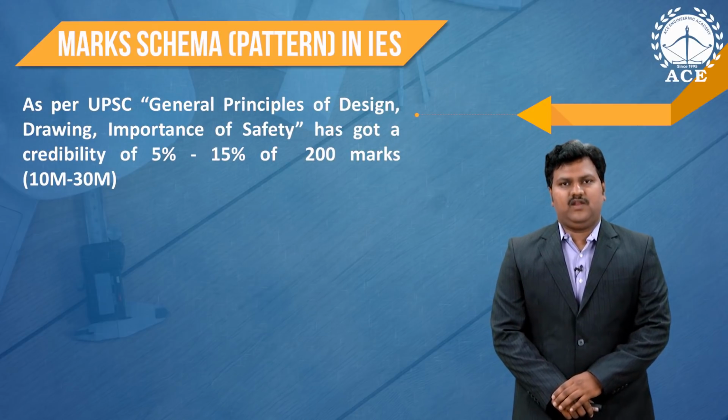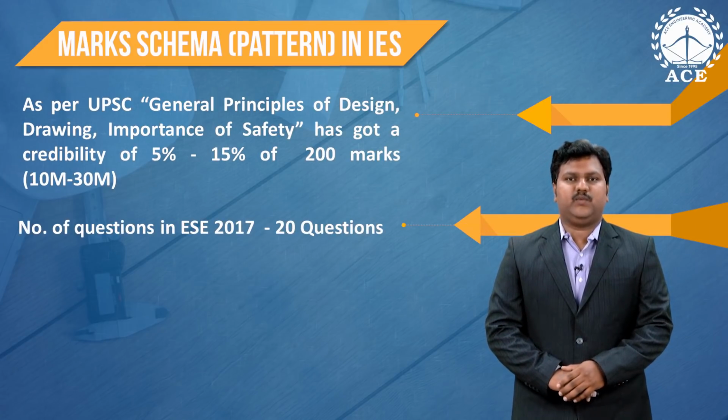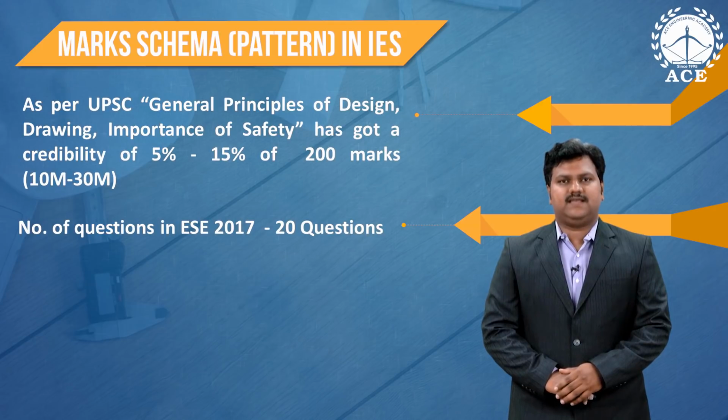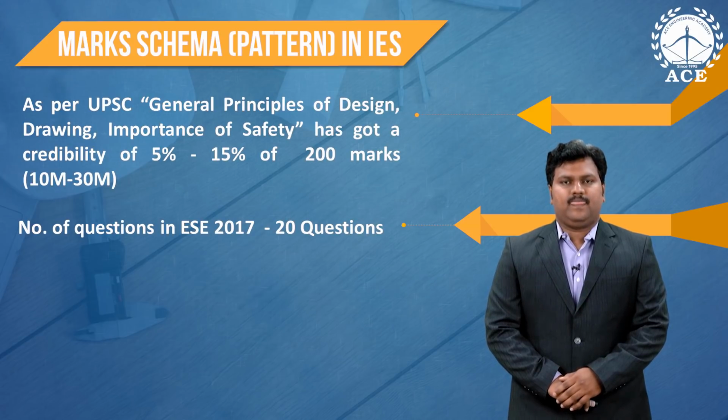However, if we look at the number of questions that were given in ESC 2017, the number of questions were approximately 20, which of course has deviated slightly from what was expected from 5 to 15%. Now, if we look at the ESC 2018 questions, the number of questions are 10.